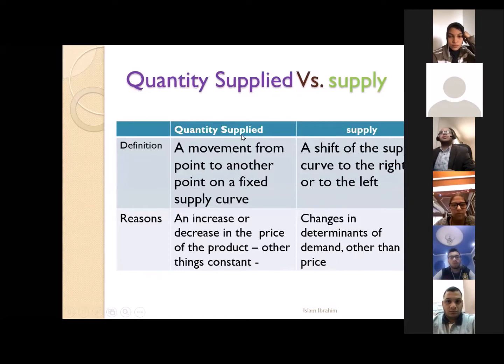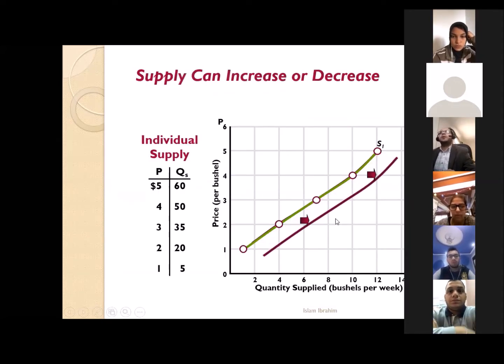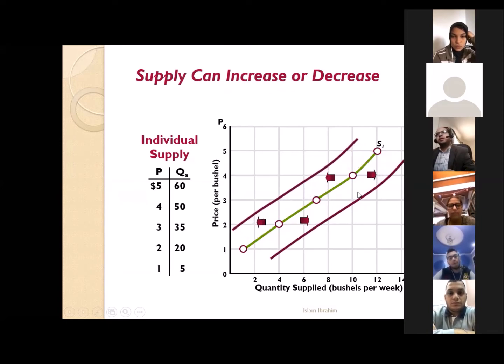So the same as demand, we have a change in quantity supplied and a change in supply. A change in quantity supplied happens when the price itself changes. Supply changes when the other factors change. In quantity supplied, there is a movement along the same supply curve, while for supply, we shift from one supply curve to another one. So this is the shifting here. Shift to the right in case of increase, shift to the left in case of decrease. Okay.